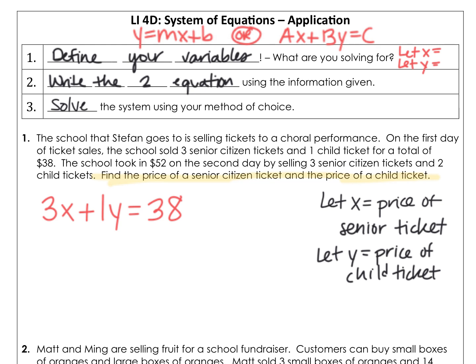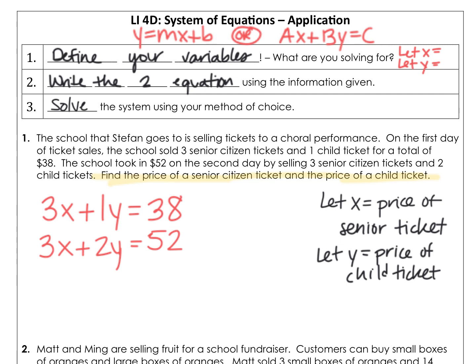Austin, you have the second one? 3x plus 2y equals 52, because in the second day, you've got 3 senior plus 2 child equals $52. So 2 things in a total is in standard form. If you have a starting amount and then a change over and over, that's slope-intercept. There's none on this page that are slope-intercept.